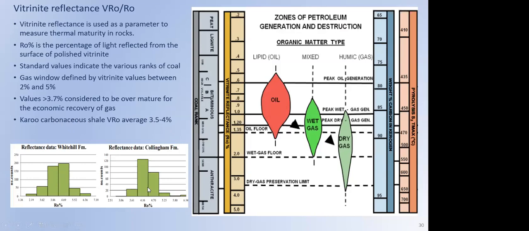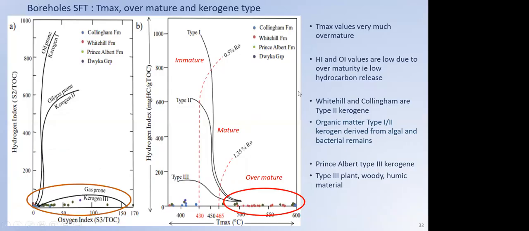The Karoo, and I've plotted some plots here. The VR gets in the order of 4% for Whitehall and 4% for Collingham, and you can see it's dry gas. Right, we've got to run along here. These plots really again point to those formations, Prince Albert, Whitehall. We're looking at over mature when we looked at T-maxes. Types: Prince Albert is more plant woody, and the Whitehall Collingham is more algal and bacterial.